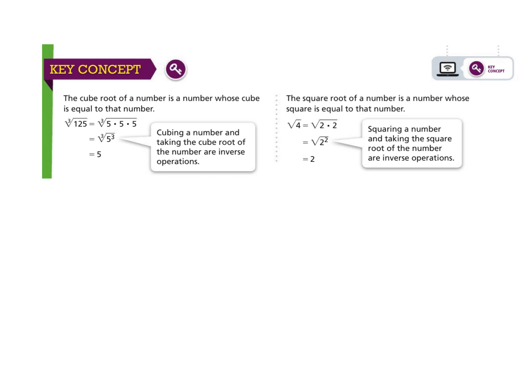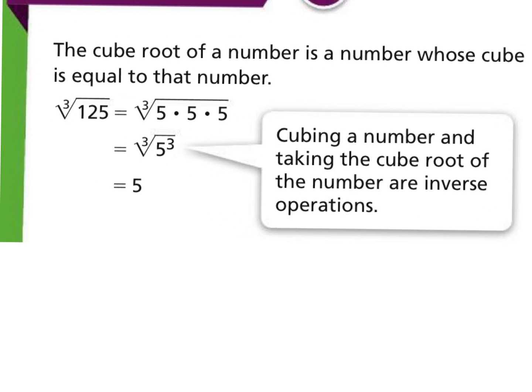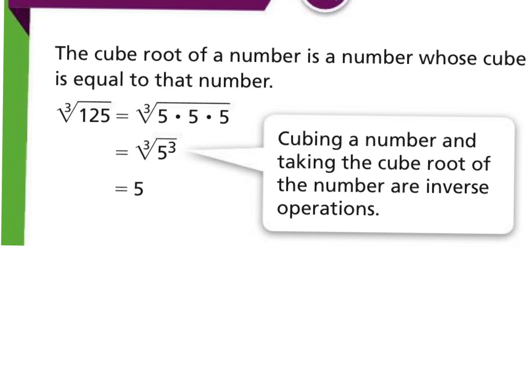So recap real quick with the key concept. I guess if we want to look at the square root first, square root, we've got a number times itself that equals that number. So square root of 4, a number times itself that equals 4 would be 2. Also we have the cube root. So cube root is a number times itself 3 times that equals that number. So cube root of 125, we need 3 factors that are all the same that we multiply to get 125, and that would be 5, because 5 times 5 times 5 is 125.